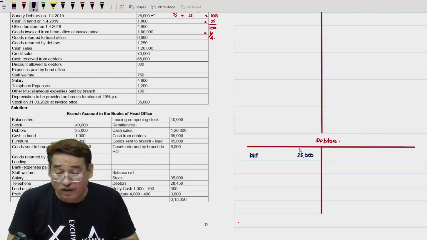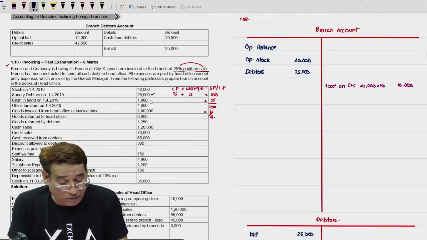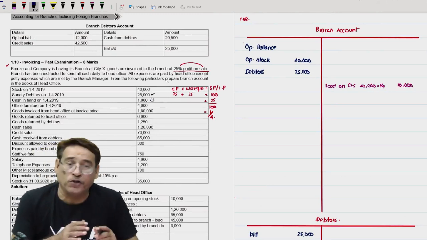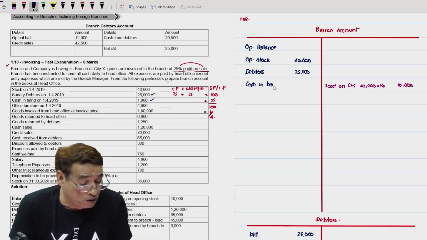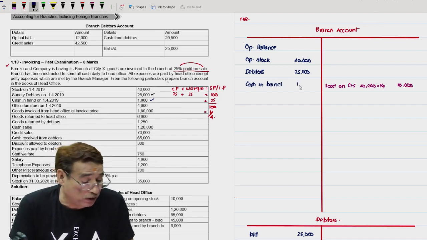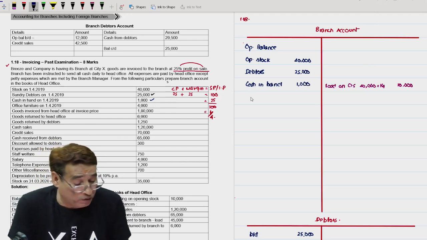Correct? Then we have got cash in hand. Cash in hand means petty cash, which whenever it will be written cash in hand, you construe it as petty cash. So cash in hand is given. Cash in hand given to you is equal to 1,000. You will write here 1,000. Then we have been given office furniture. Office furniture.